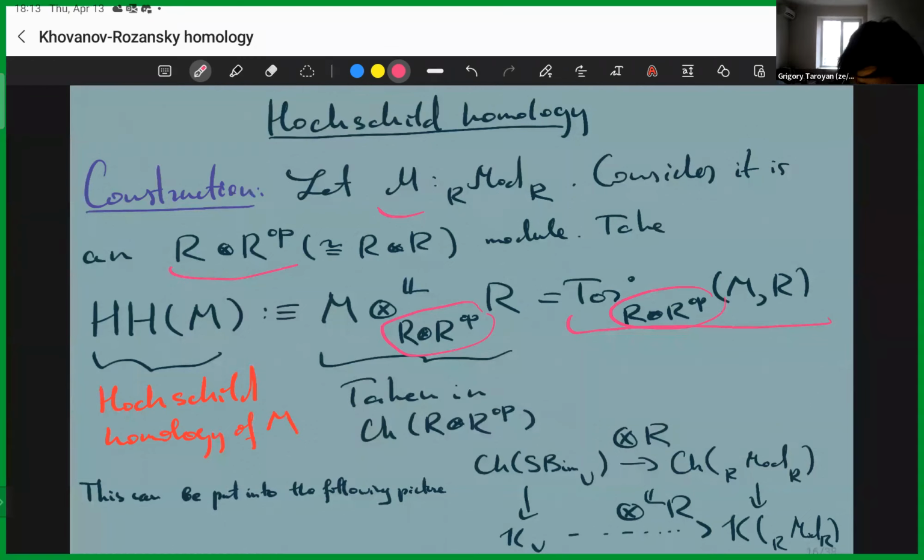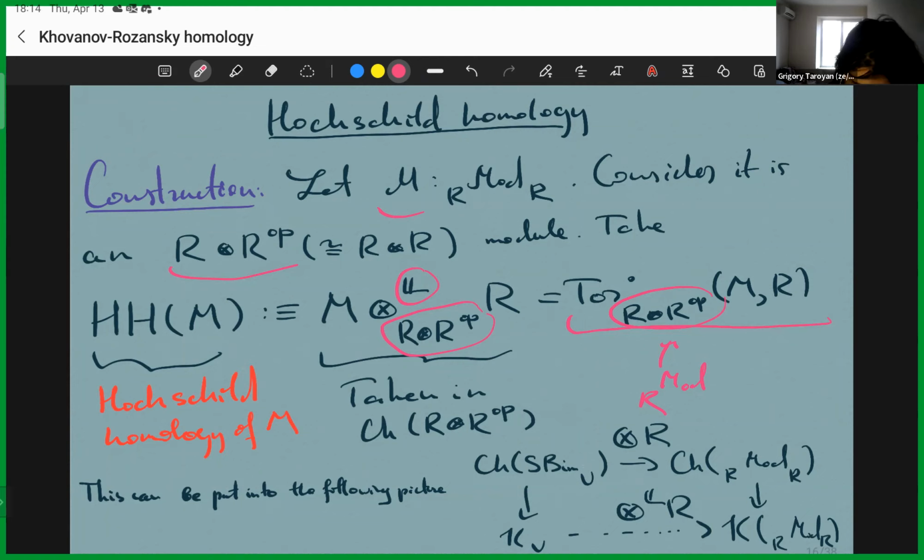There is no complex at the moment. There will be something said about the complex that can compute this homology, but for now it's just the thing that we define for a bimodule. And by the way, it's naturally an R-module. In the definition of the Hochschild homology, there is a tensor product with some exponent. What is this exponent? It's a bold letter L for left derived functor. So that's what I wanted to explain right now.